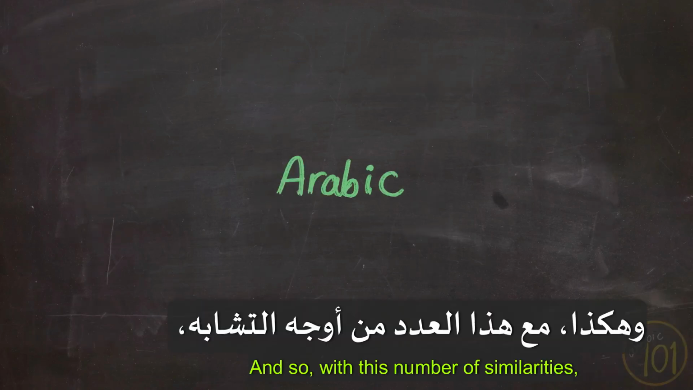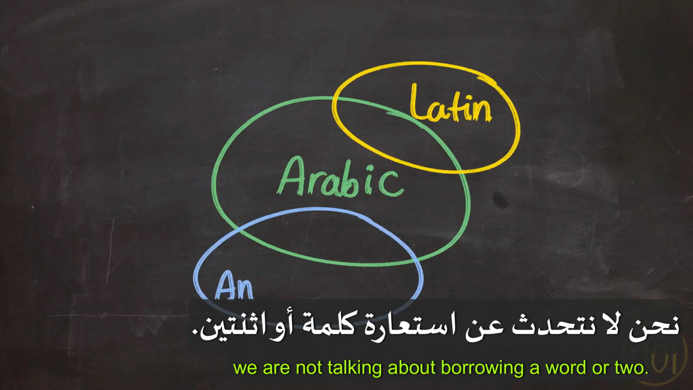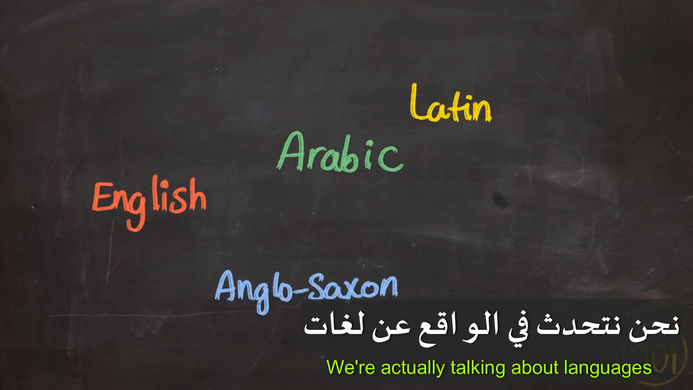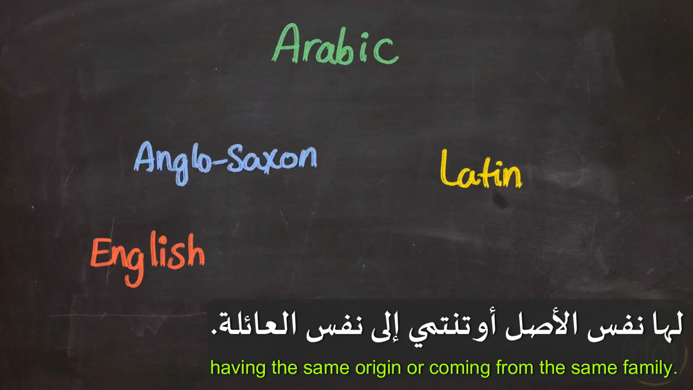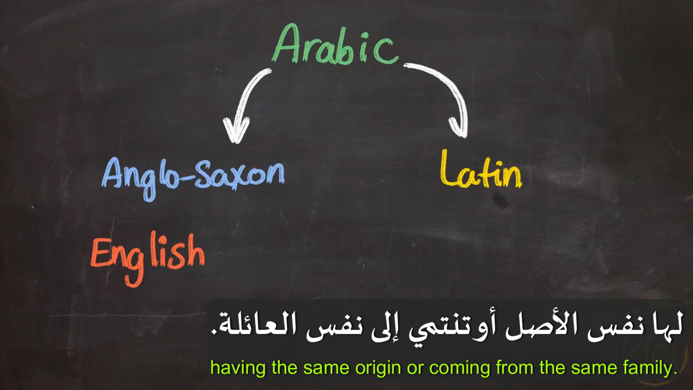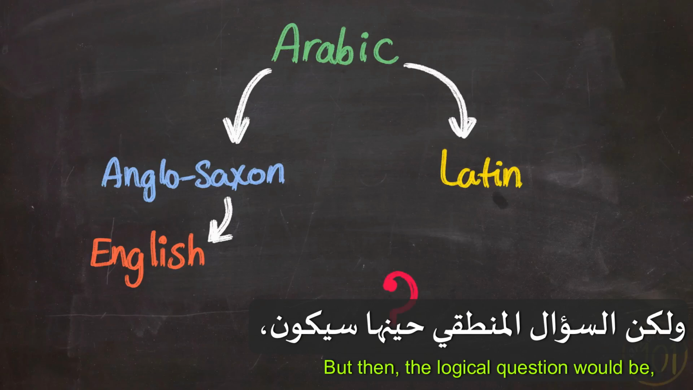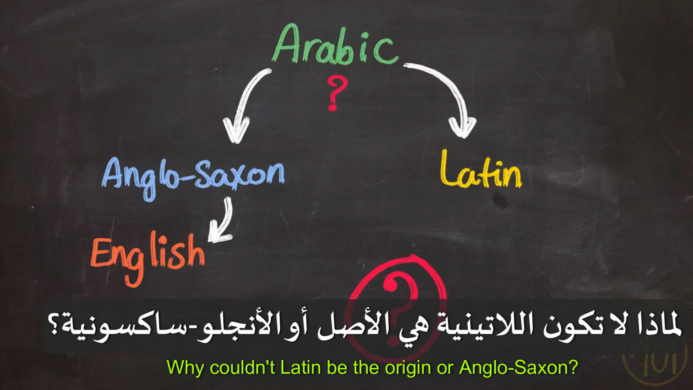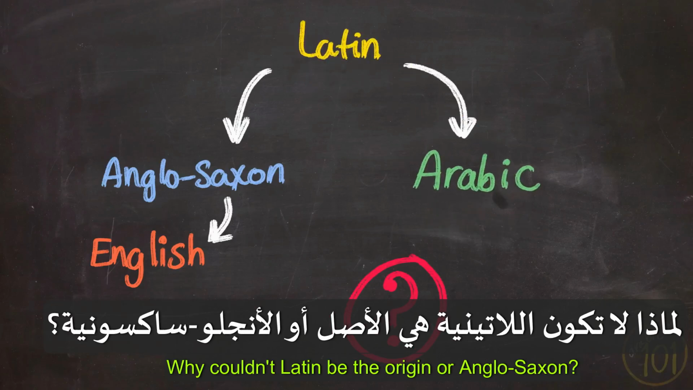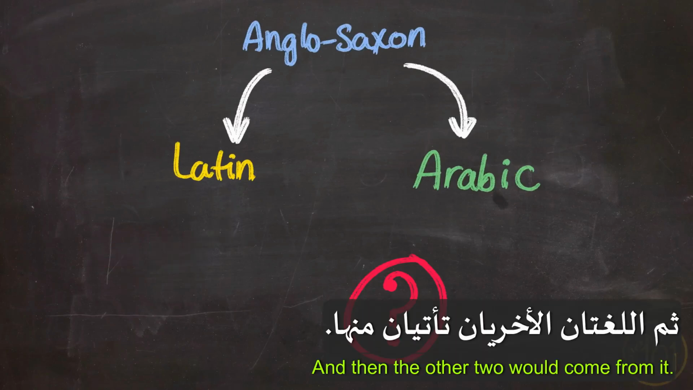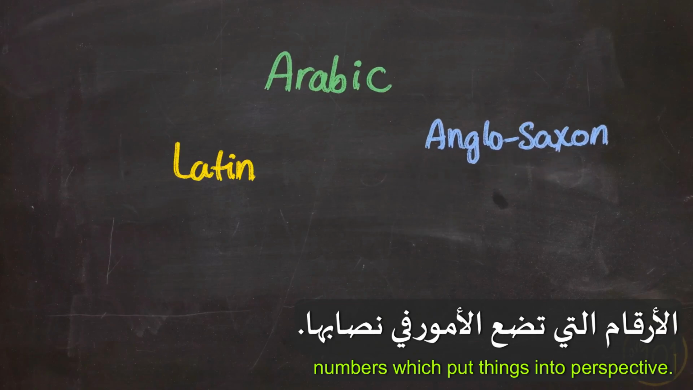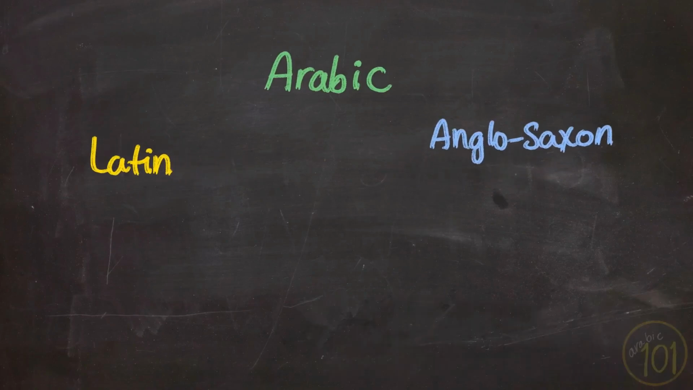And so, with this number of similarities, we are not talking about borrowing a word or two. We're actually talking about languages having the same origin or coming from the same family. But then the logical question would be, why would Arabic be the origin? Why couldn't Latin be the origin, or Anglo-Saxon, and then the other two would come from it? Well, let us consider these numbers which put things into perspective.